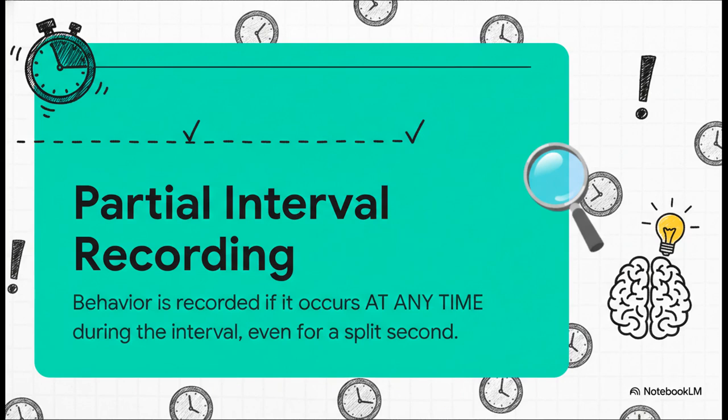Now, the key phrase you need to burn into your brain here is at any time. If that behavior happens for even a split second during your interval, let's say it's a 10-second interval, you put a check mark. You score that whole interval as an occurrence.